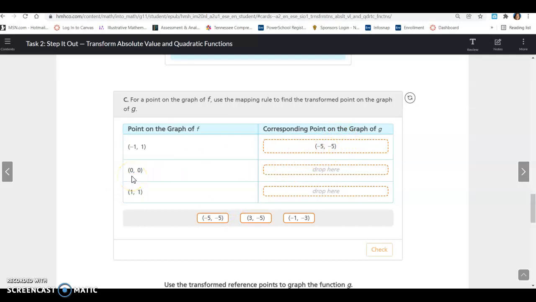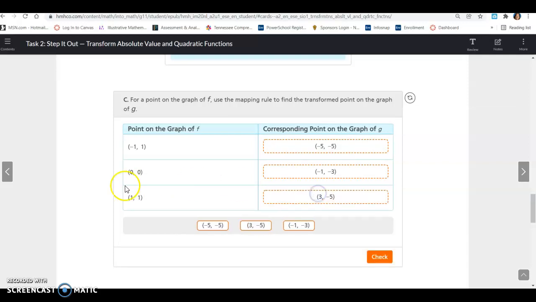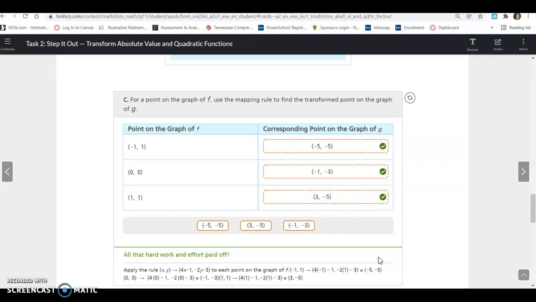All right, check the next point. 4 times 0 is 0, minus 1 is -1. All right, check the second coordinate. -2 times 0 is 0, minus 3 is -3. All right, check the third point. So 4 times 1 is 4. 4 minus 1 is 3. And then the second coordinate would be -2 times 1, so -2 minus 3 would be -5. And that one works as well. So again, all we did was use the little rule above to find the corresponding points on the new graph.